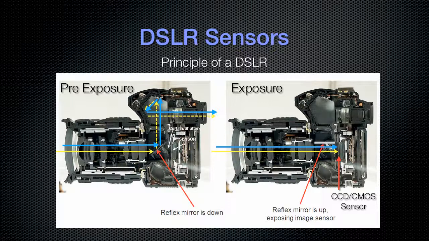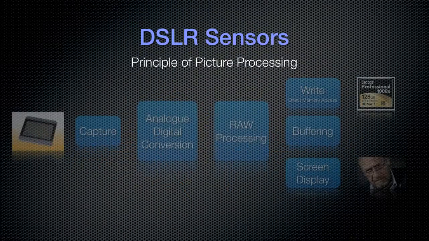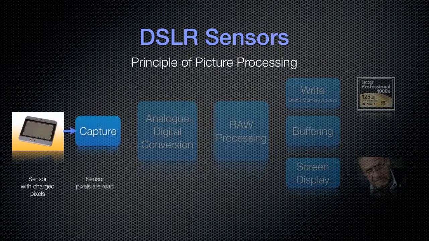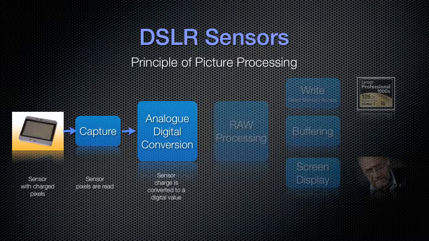So now we've seen how light is getting to the sensor. But that's not the end of the story. The sensor is now fully charged with pixels. And somehow we have to be able to read that information out of the sensor. That is the role of the capture. The capture will read the analog value of every pixel. Now our device is a digital device, and if it wasn't, we would be shooting with film.